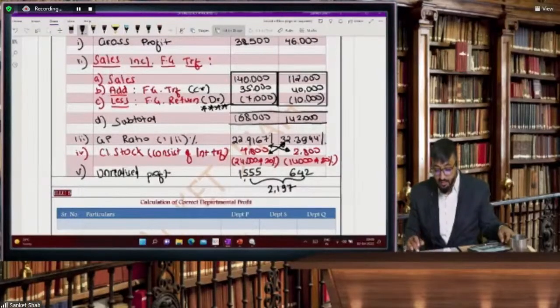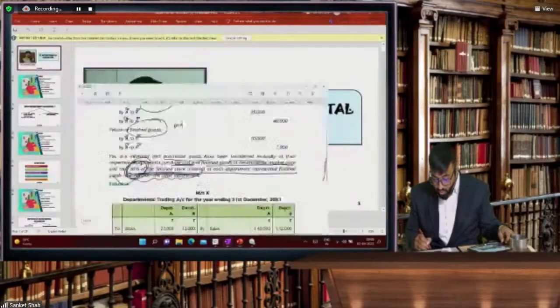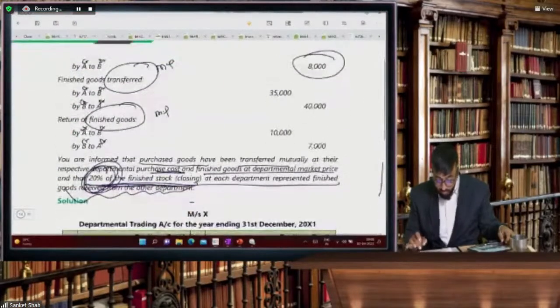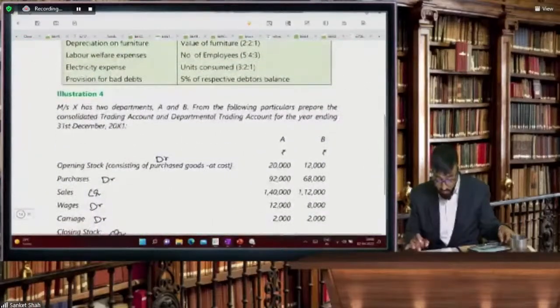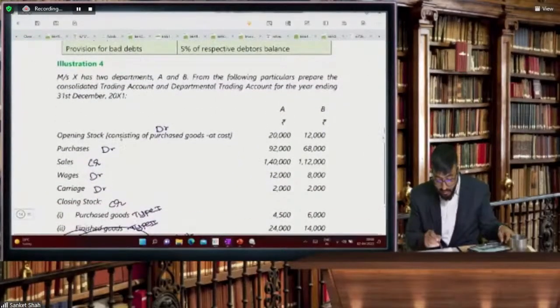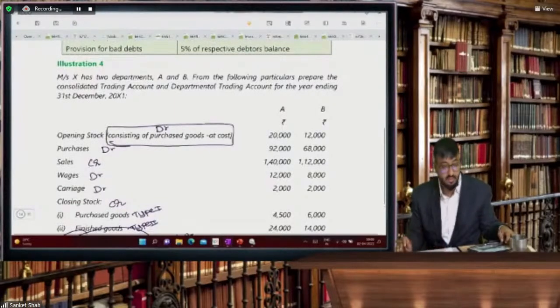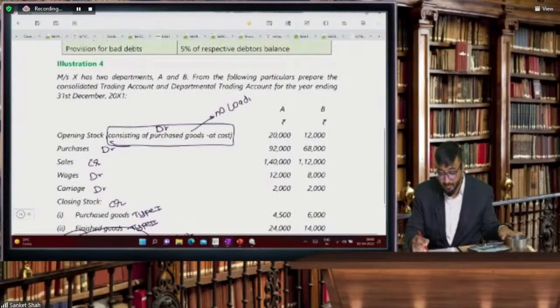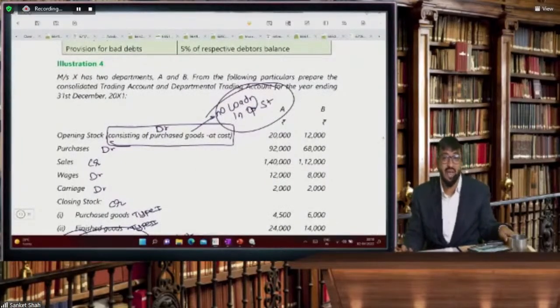And now see beta, the opening stock is also inclusive of loading? But what have they given you? It consists of purchase goods. Opening stock is only of purchase goods, not finished goods. So therefore, no loading in opening stock. Loading is only in finished goods which are transferred. So opening stock does not include any loading, only closing stock includes loading.